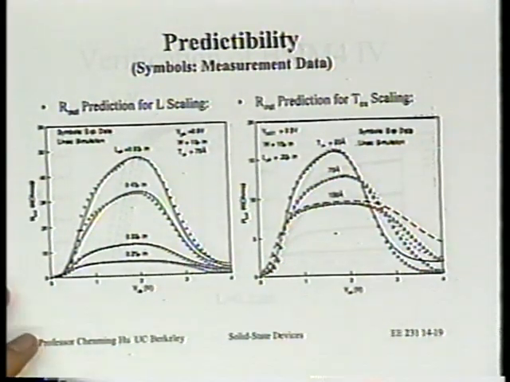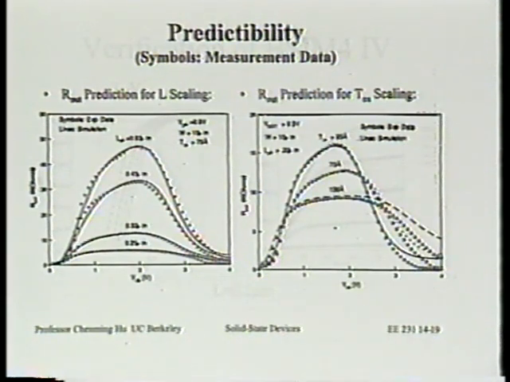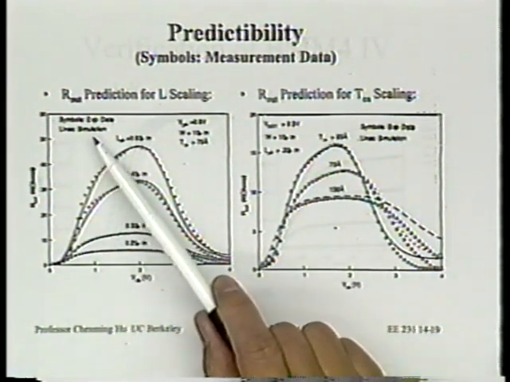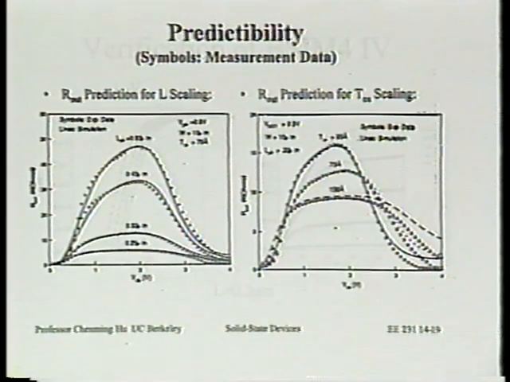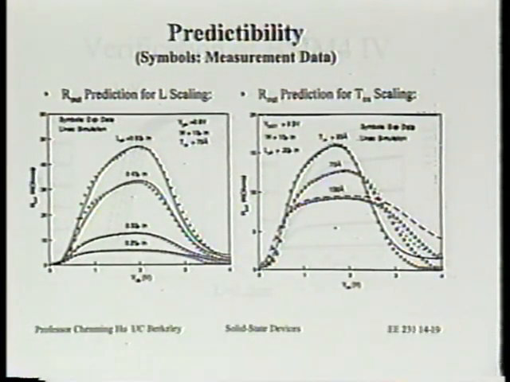Now, when you put all those terms together, this is what a BSIM3 plot of Rout would look like. The lines are simulation, the BSIM plot, and the dots are the data.